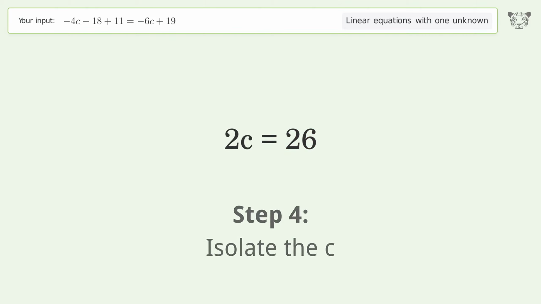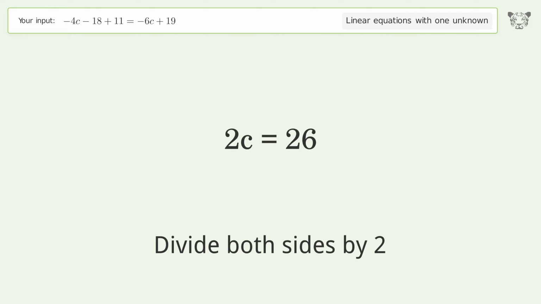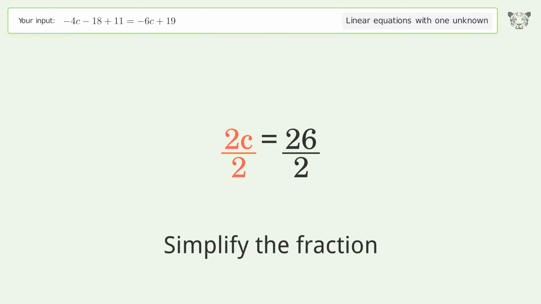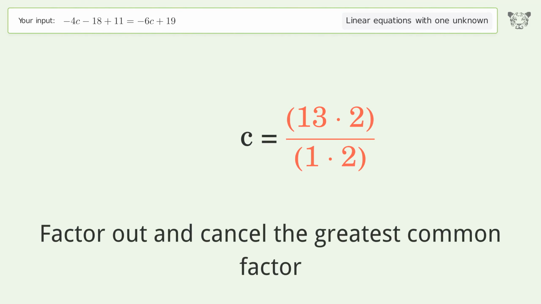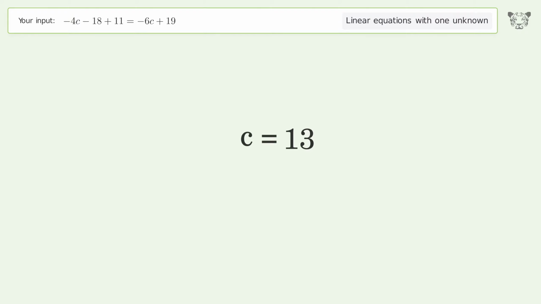Isolate the c. Divide both sides by 2. Simplify the fraction. Find the greatest common factor of the numerator and denominator. Factor out and cancel the greatest common factor. And so the final result is c equals 13.